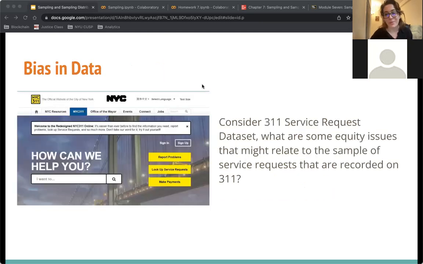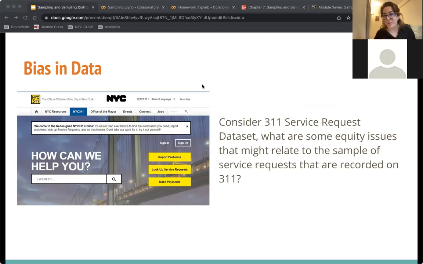So for example, something that came to my attention recently was looking at the 311 service requests data set, which is a data set used often in New York City related analysis. And 311 is a place where anyone can call and essentially complain about something that's going on in their area.